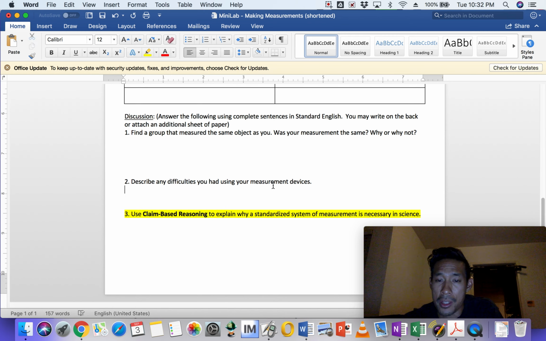We've been talking about this for a while now. You have to do claim-based reasoning on every lab, probably some part of every single quiz. You need to understand how to support what you are saying with evidence, okay? So in this one, it's saying, why is a standardized system of measurement necessary in science? So we're not using straws, we're not using paper clips.